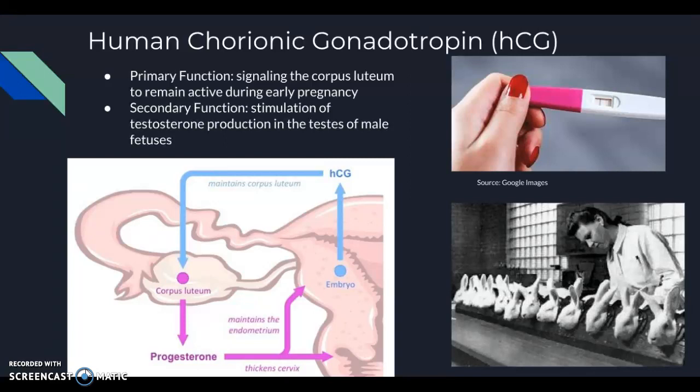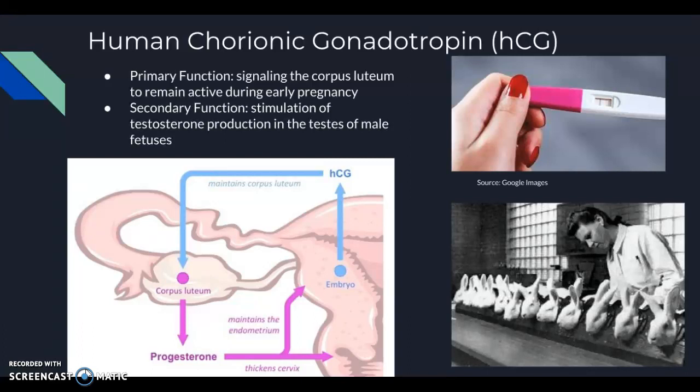Two images on the right show a pregnancy test to remind you the HCG is the chemical signal for pregnancy, and down below you can see the rabbits lined up to receive their urine injection and serve as the pregnancy tests of the past. On the left, you can see the cycle of these hormones and the feedback of these hormones on one another.